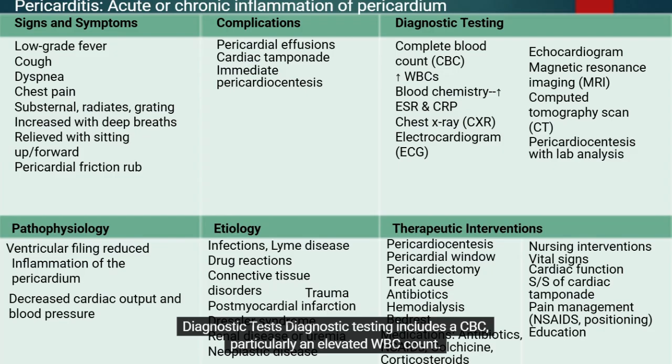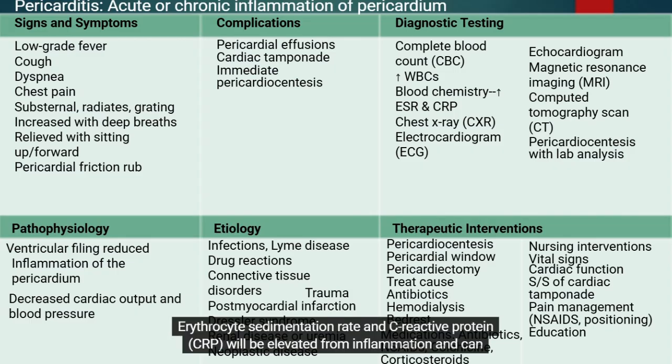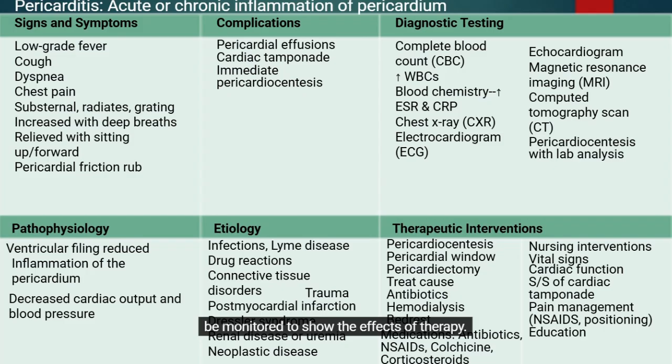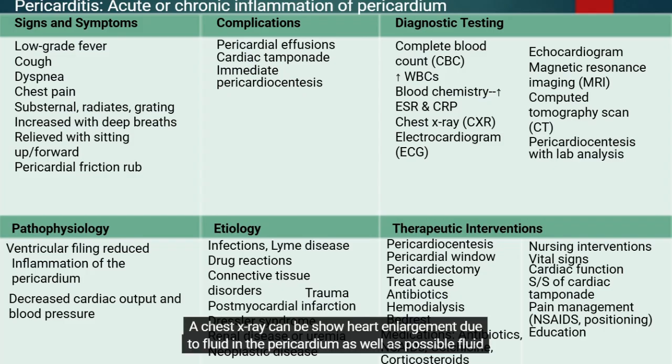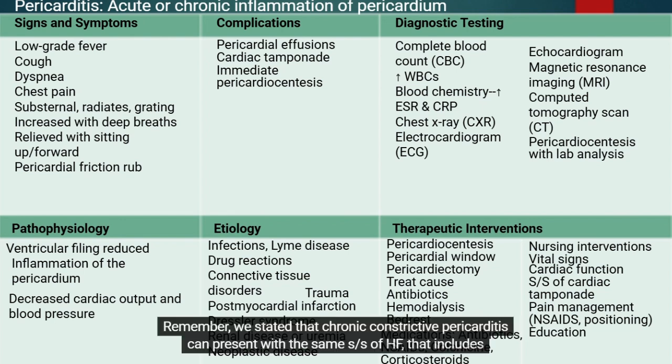Diagnostic testing includes a CBC, particularly an elevated WBC count. Why might we want to know a WBC count? Erythrocyte sedimentation rate and C-reactive protein, CRP, will be elevated from inflammation and can be monitored to show the effects of therapy. A chest x-ray can show heart enlargement due to fluid in the pericardium, as well as possible fluid in the lungs.